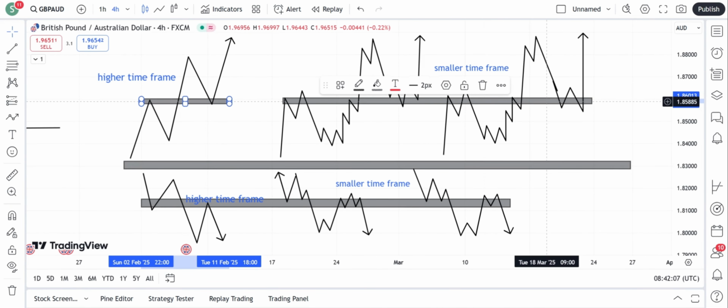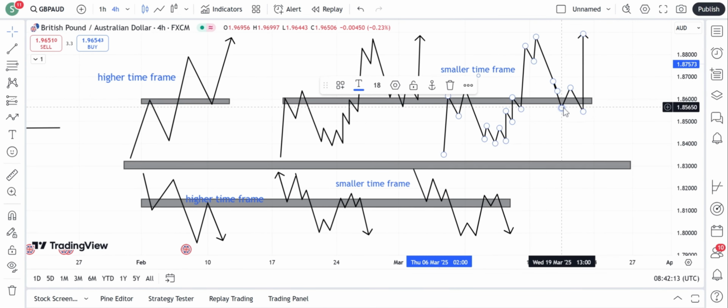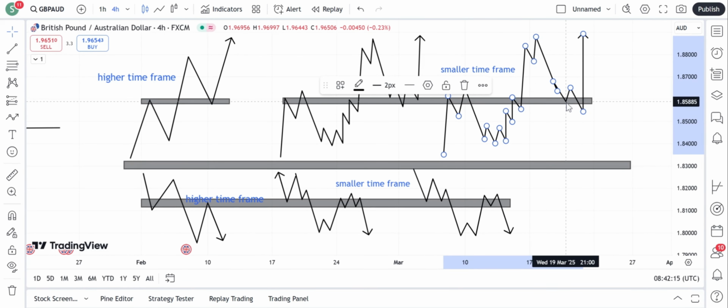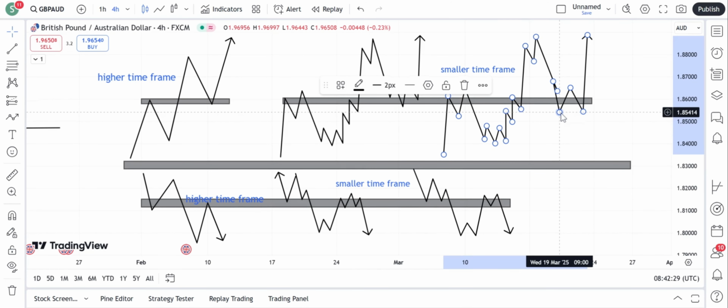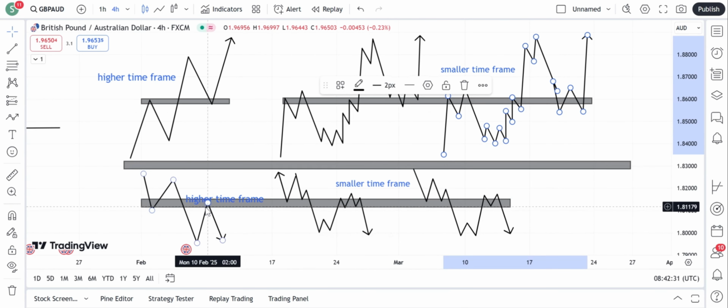Now we come to this point, we can see that in the smaller time frame, we are looking for price to form something like a W pattern. And immediately we see a W pattern, we enter a buy order here for the market to go higher. Now this is for a W, which is also called a double bottom. Now for an M pattern, it's just the same.